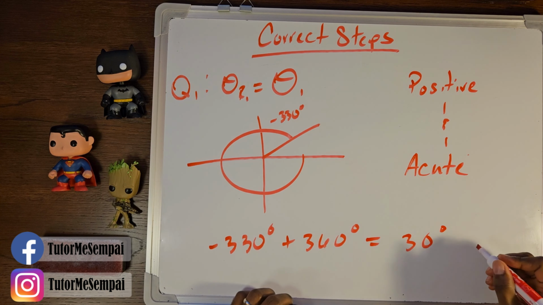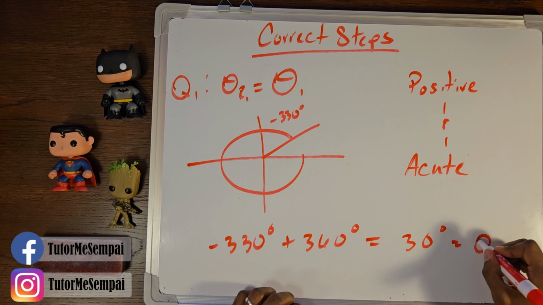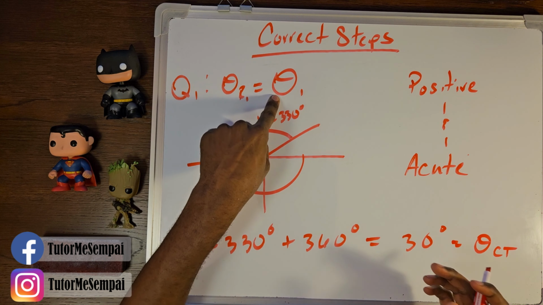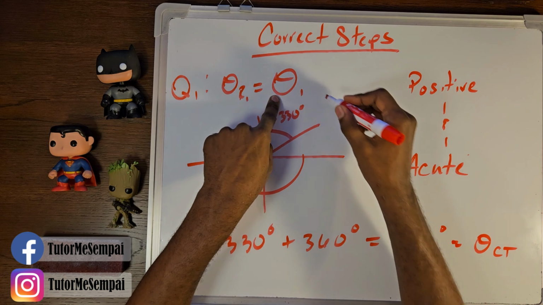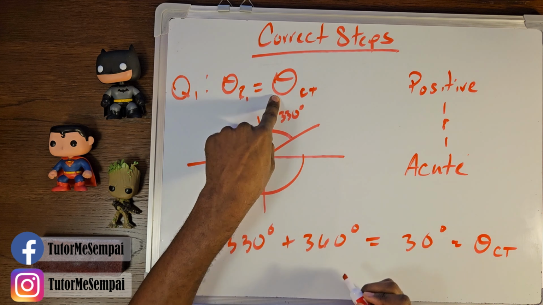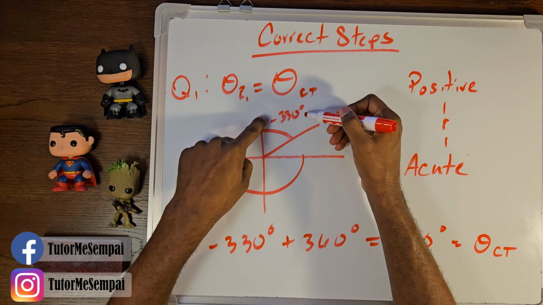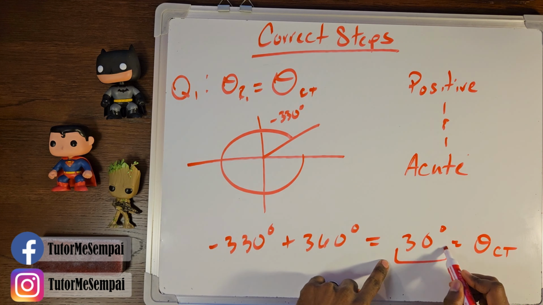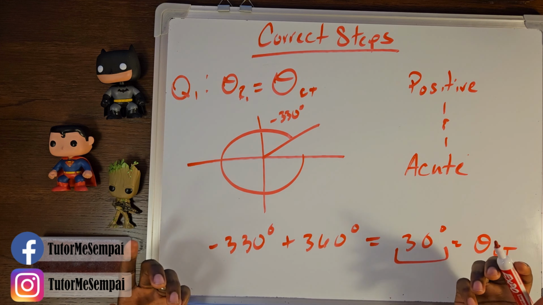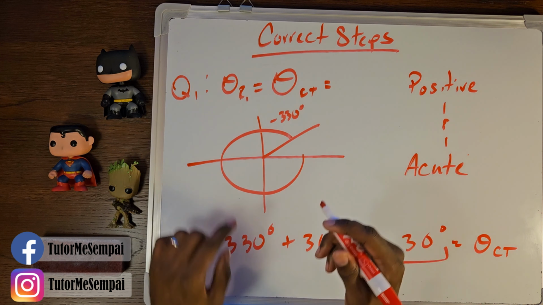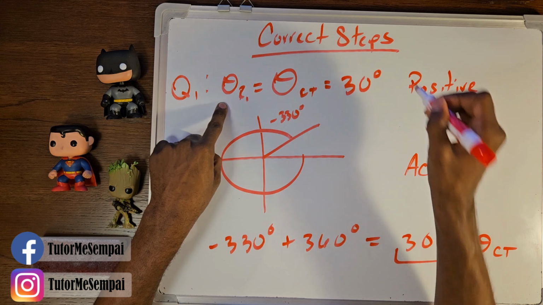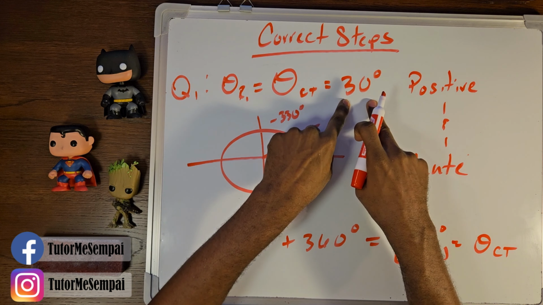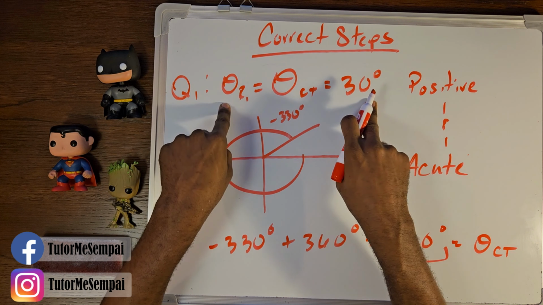So once we have a coterminal angle between 0 and 360 degrees, we're then going to take that theta CT, and instead of plugging in our original theta, we're going to plug in our theta CT. So instead of plugging our negative 330 degrees into our formula, we're actually going to be plugging in this positive 30 degrees. And when we do that, we realize that this is actually going to be our reference angle, since we're in quadrant 1, our angle is going to be the same as our reference angle.